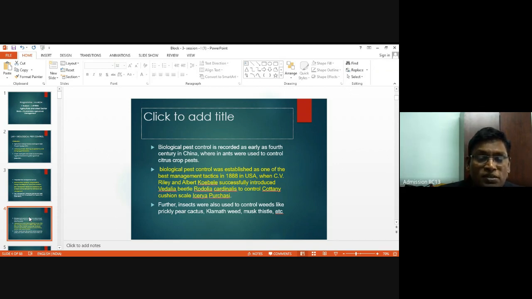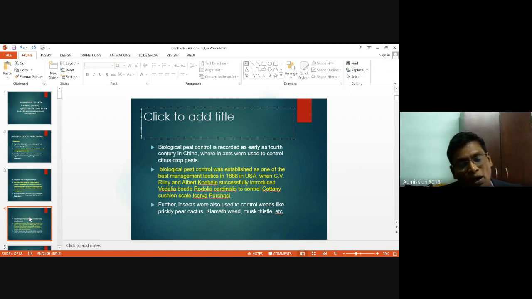Biological pest control was established as one of the best management tactics in 1888. Imagine, in 1888, biological pest control was already in practice. C.V. Riley and Albert Koebele successfully introduced the Vedalia beetle, Rodolia cardinalis, to control cottony cushion scale, Icerya purchasi. These beetles were used. Further, insects were also used to control weeds like prickly pear cactus, Klamath weed, and musk thistle.